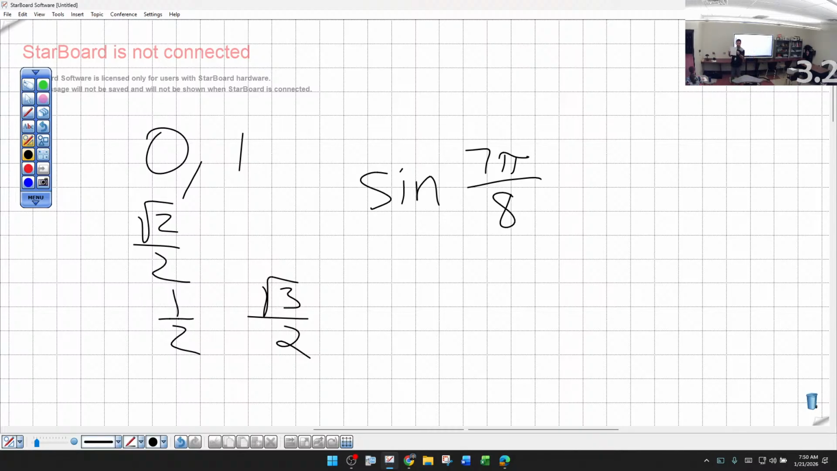Unit circle. Yay? 4 quadrants. I'm going to give it to you, but I don't care if you fill the stupid thing out or not, to be honest with you.